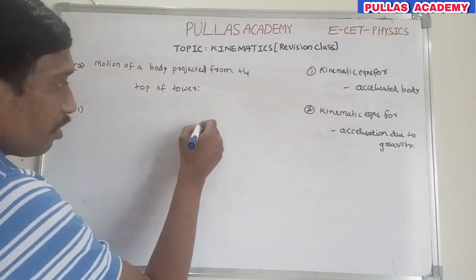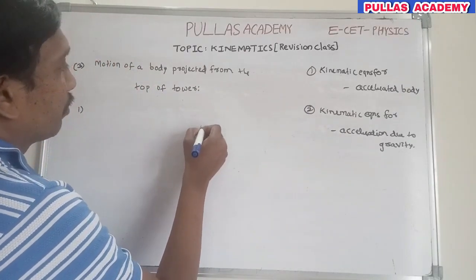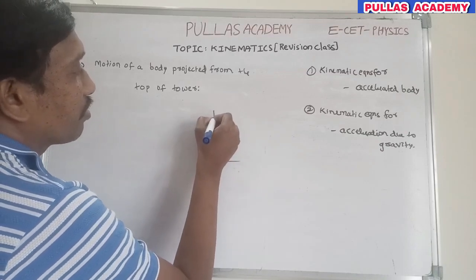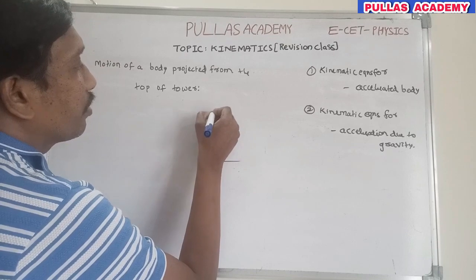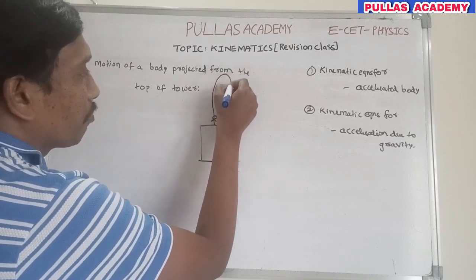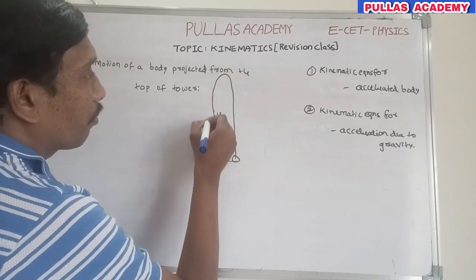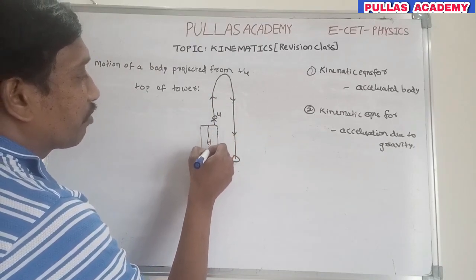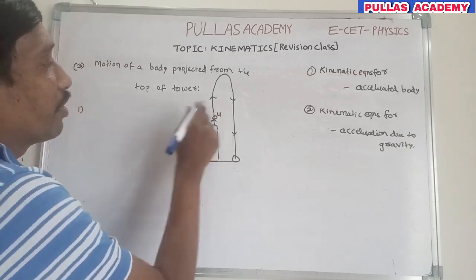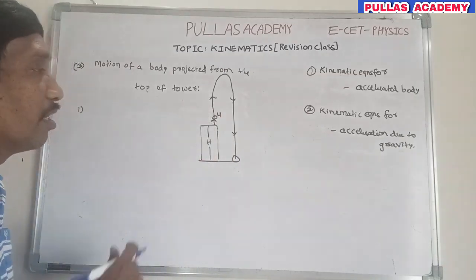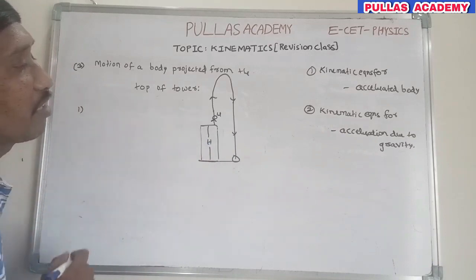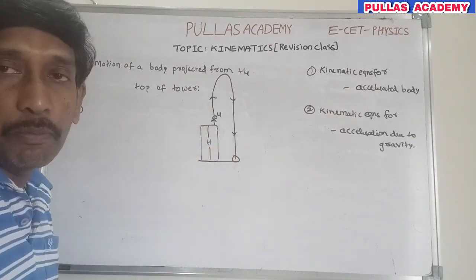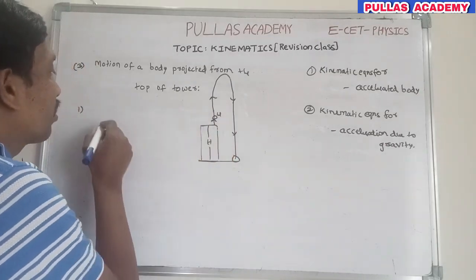Now, for example, suppose this is one tower. From this tower, one body is projected with velocity u. Then it reaches some height, and finally reaches the ground. In this way it moves and finally reaches the ground. The height of the tower is capital H. When you project it like this, what is the height of the tower, if it is asked? Here it is projected with velocity u.